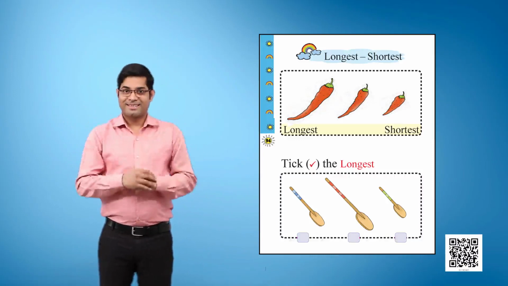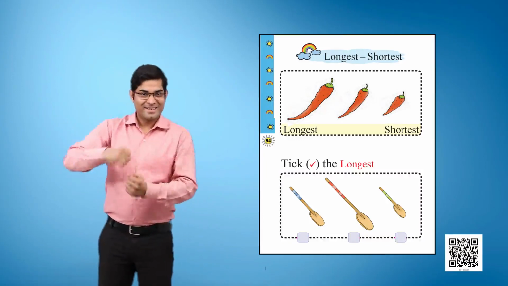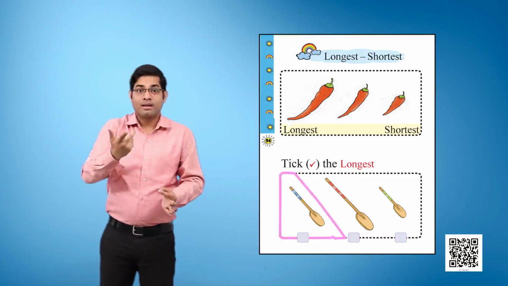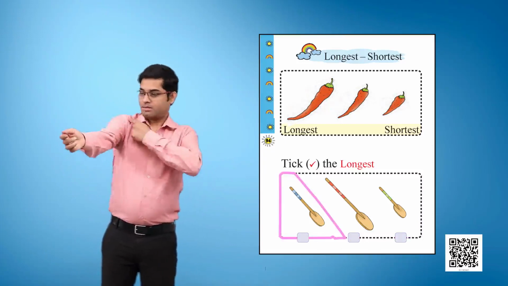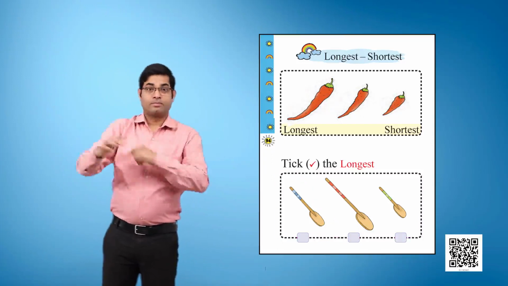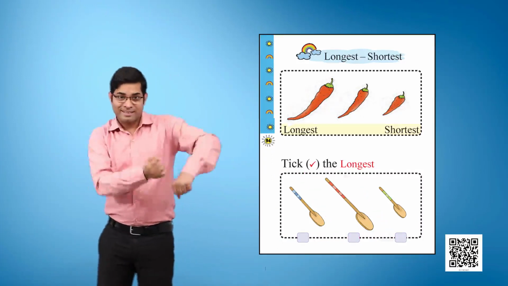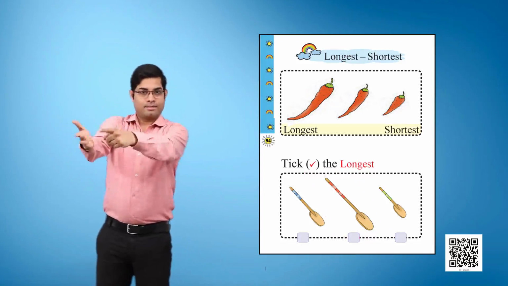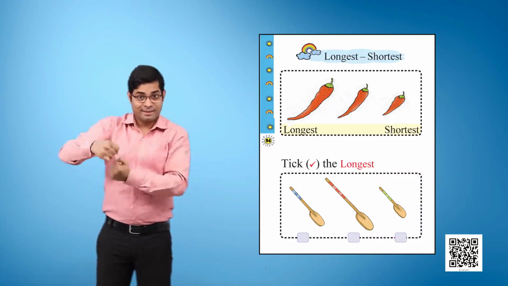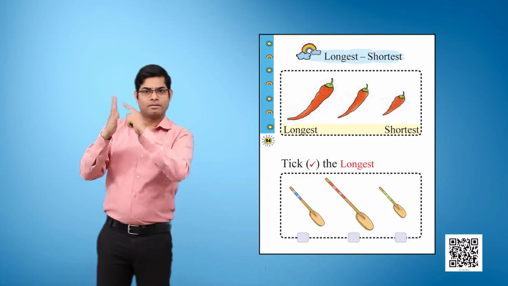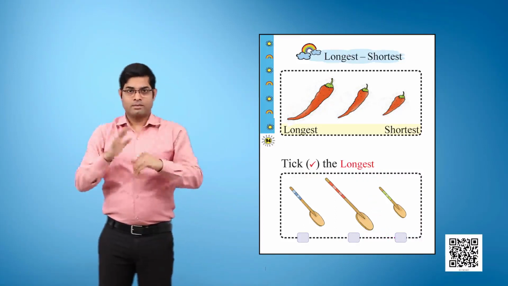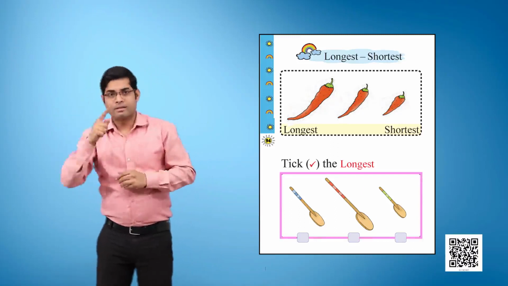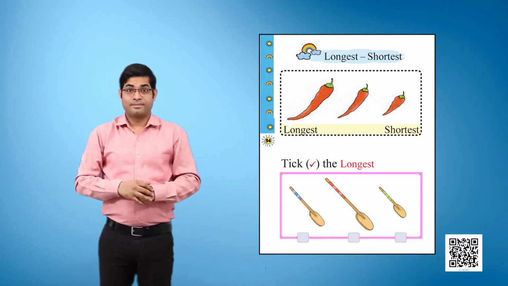Part 2 picture shows spoons. Spoon 1 is as long as your upper arm from shoulder till elbow. Spoon 2 is as long as your arm from shoulder till middle finger. Spoon 3 is as long as your palm. You have to identify and tick the longest spoon.